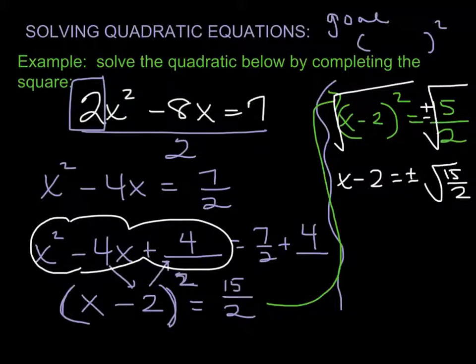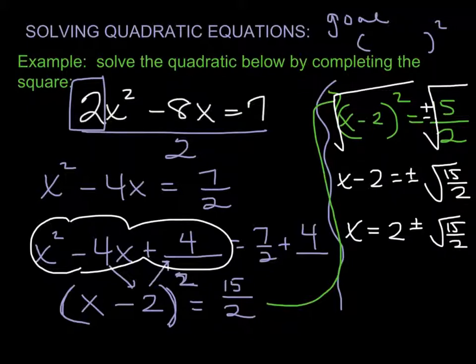Now some books don't accept a 15 over 2 under a radical. Just from looking through your textbook, this one does. Some books have you rationalize and get the 2 out of the radical by multiplying by radical 2 over radical 2. But you shouldn't have to do that, because this book isn't having you do that. So the only thing I really have to do now is bring the 2 over to get x by itself. So I get 2 plus or minus radical 15 over 2.